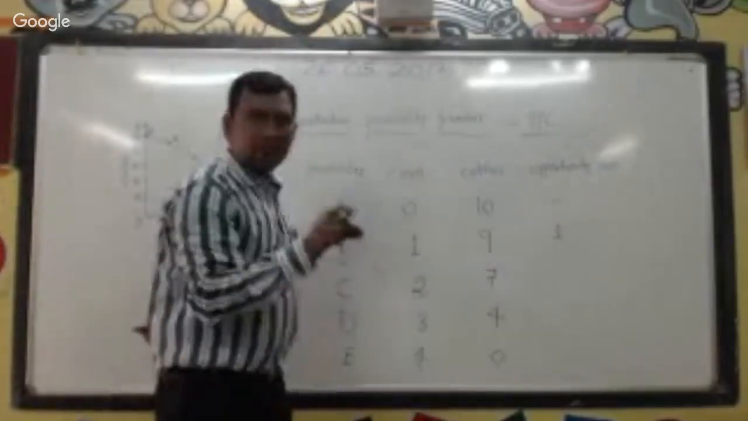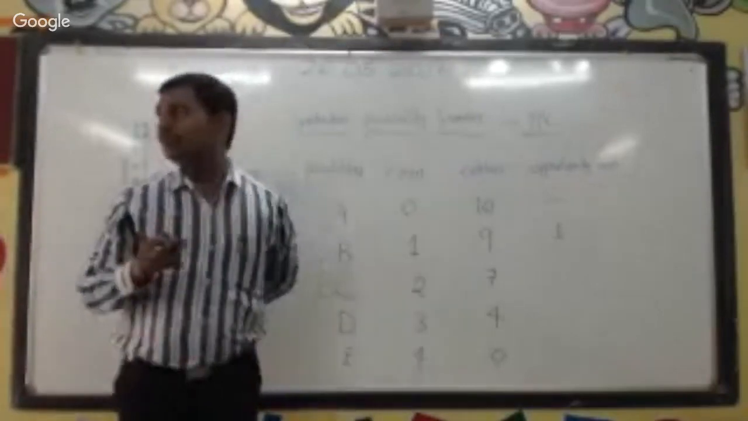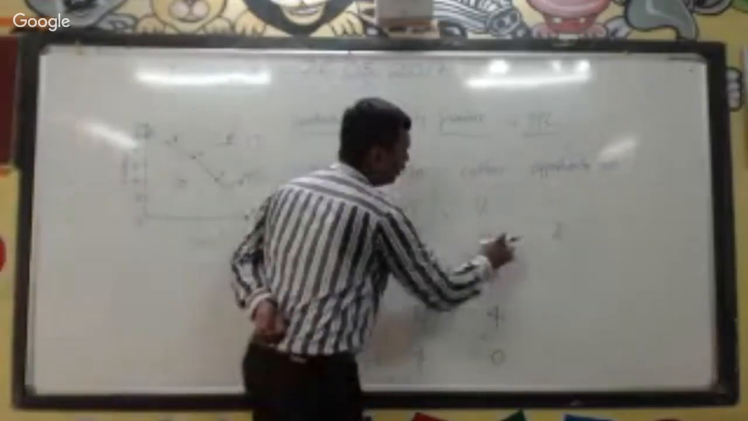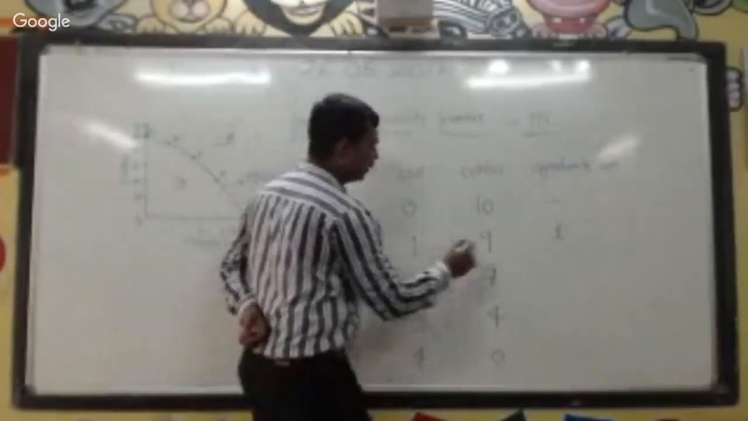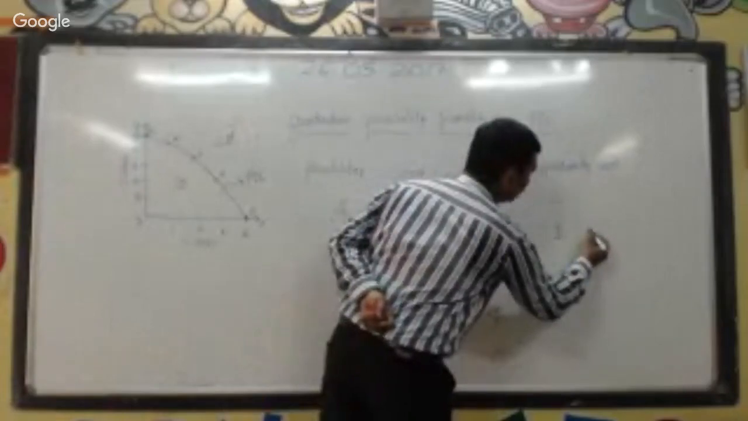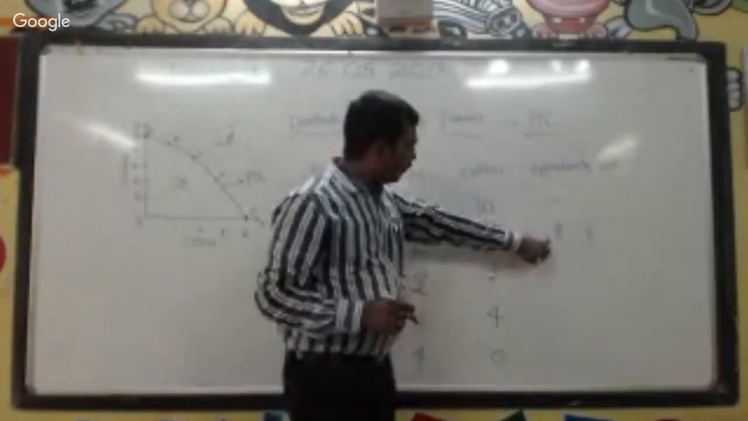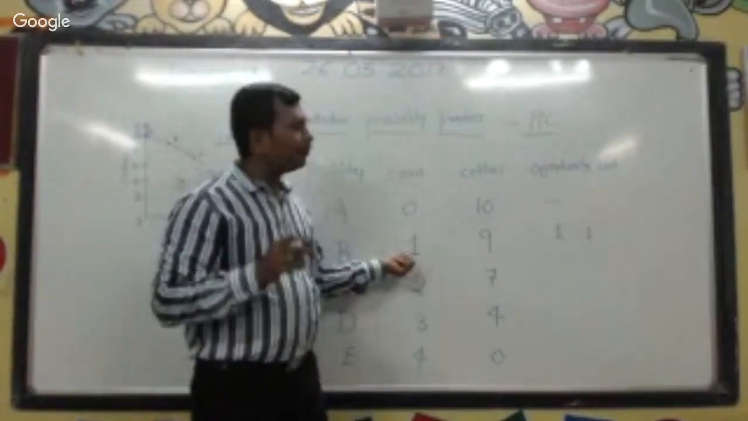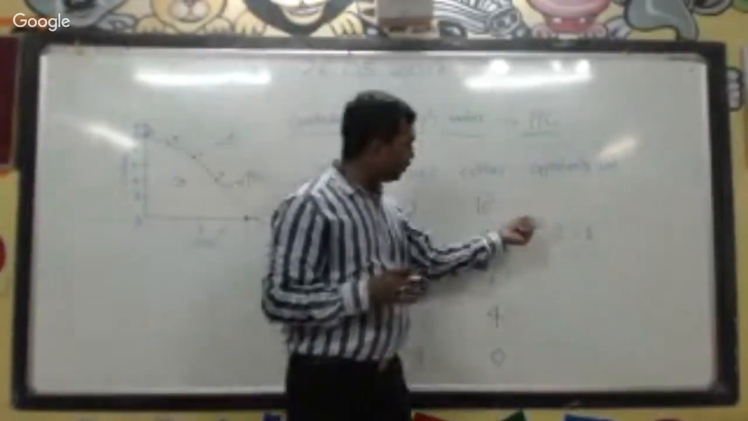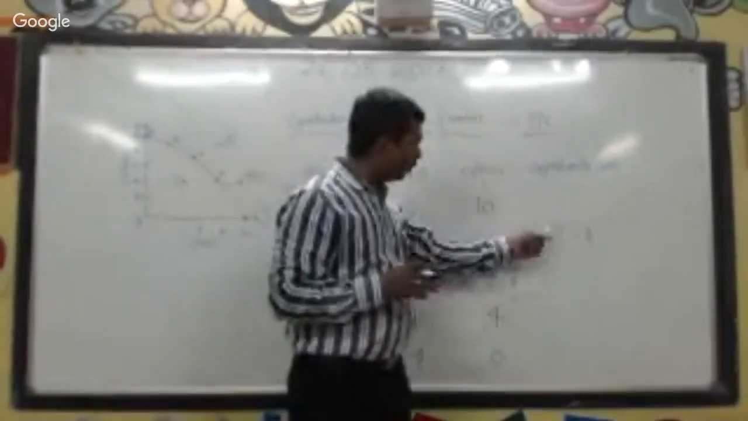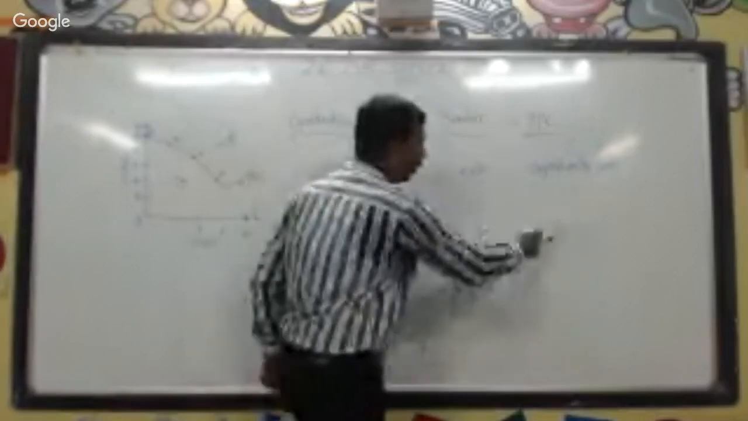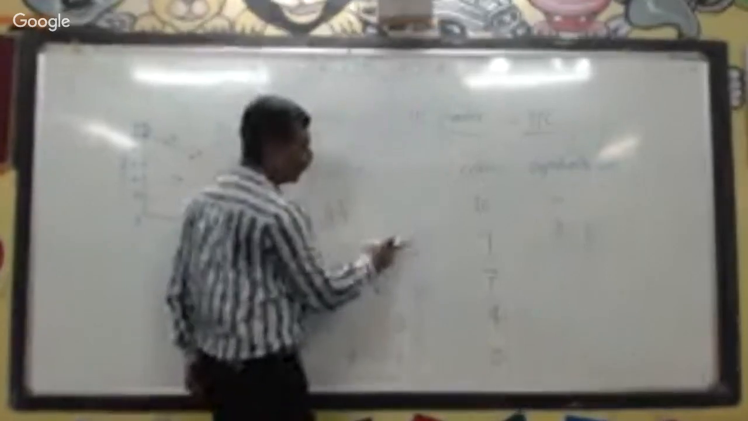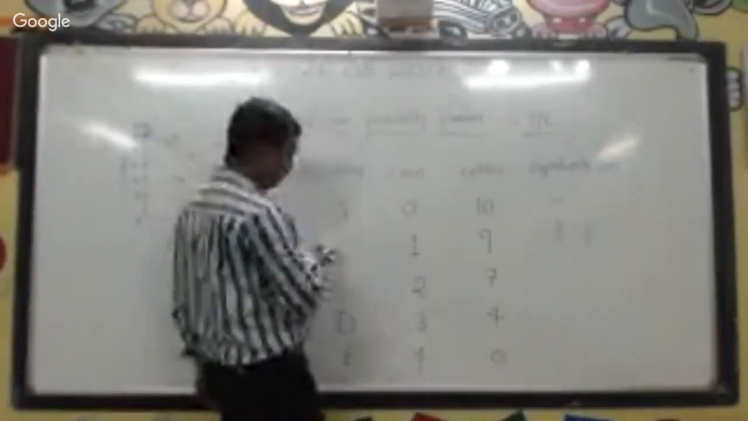By decreasing 1 unit of cotton, you are increasing 1 unit of corn. See here, for sacrificing 1 unit of cotton, you are able to produce 1 unit of corn. Here, what was sacrificed? The production of 1 unit of cotton. To sacrifice this 1 unit of cotton, you are able to produce 1 unit of corn in the second combination.